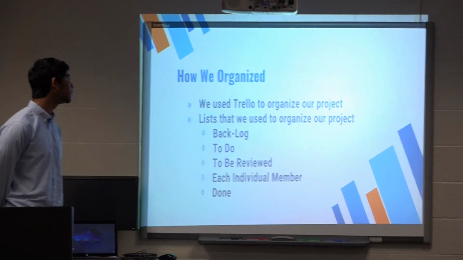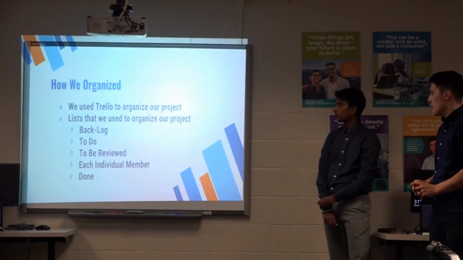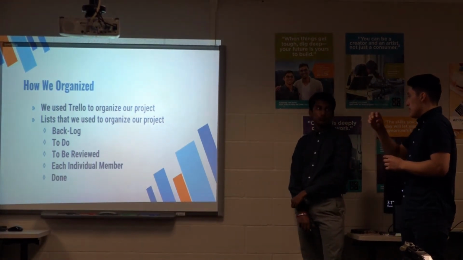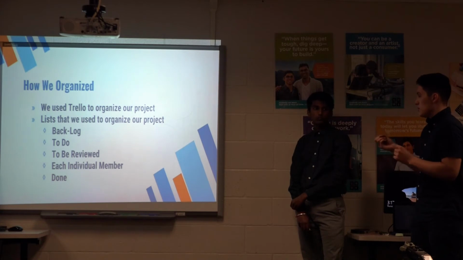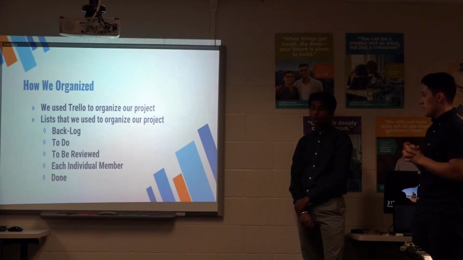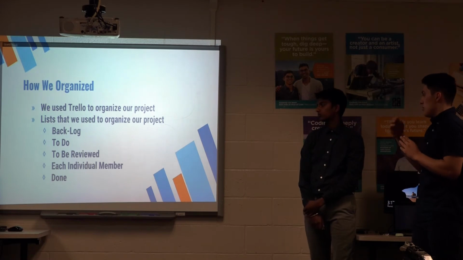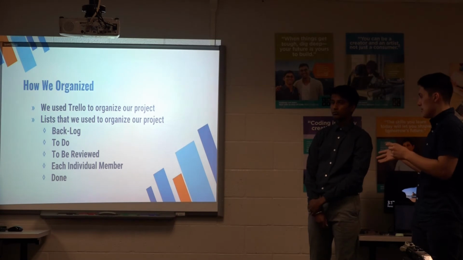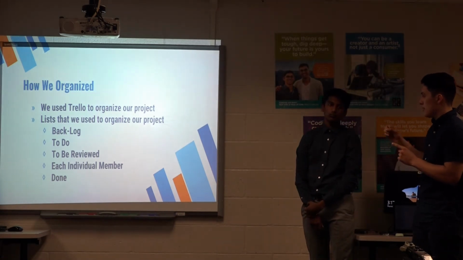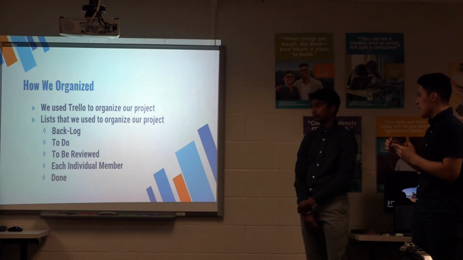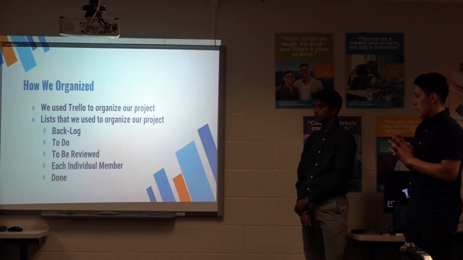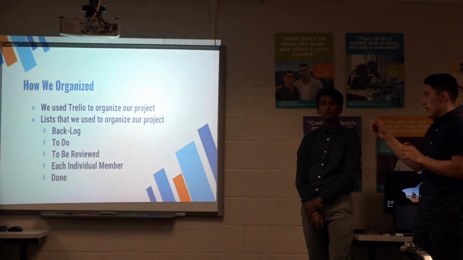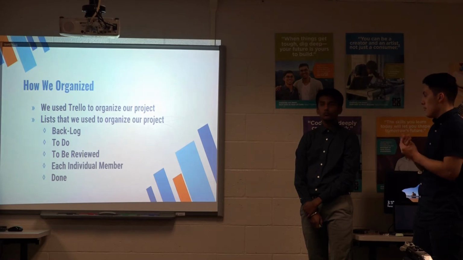We organized through Trello, and basically we had a backlog of all the things that we needed to do, and we transferred those to the to-do list, and we would choose which tasks we wanted to work on individually. After we're done, we put it on the to-be-reviewed list so that all of us can look at what the person has done, and our mentor can look at it too. After that, it'll all be in our done tab, where we can go back and reference it again and see what we have all accomplished.